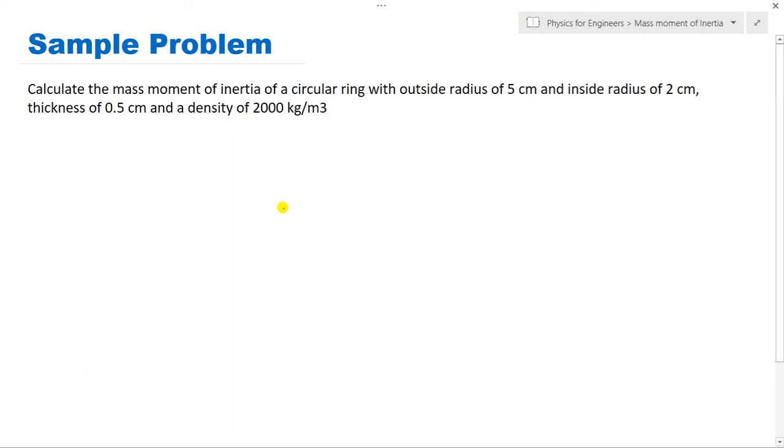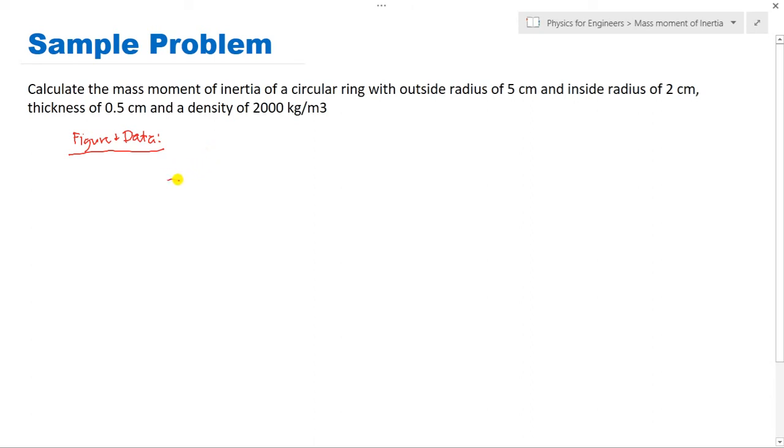So here, let's write first the figure and data. So diri, ingon siya, calculate the mass moment of inertia of a circular ring with outside radius of 5 cm and inside radius of 2 cm, thickness of 0.5 cm and a density of 2000 kg per cubic meter.